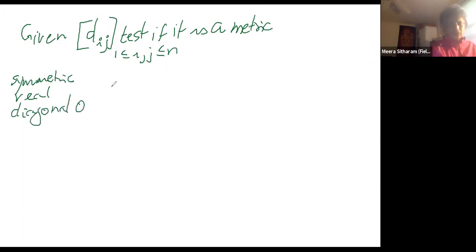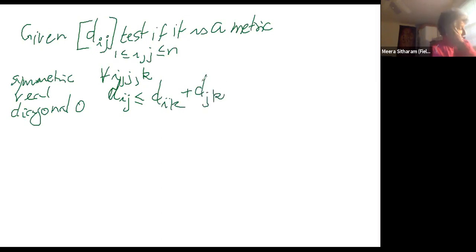Okay, so the question is, how quickly can you do this? For it to be a metric, the triangle inequality has to hold. So for every i, j, k, and in any order, so basically for every ordered triple, Dij has to be less than or equal to the sum of Dik plus Djk. Okay. So you might wonder what I'm asking.